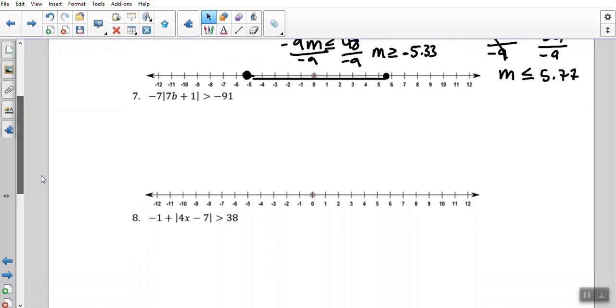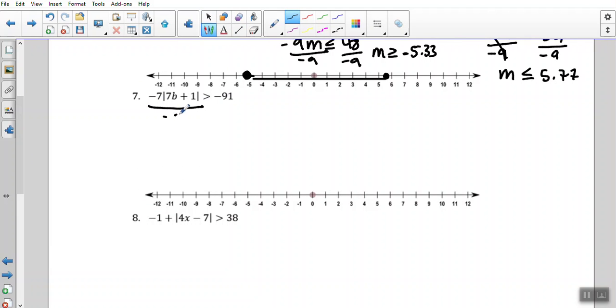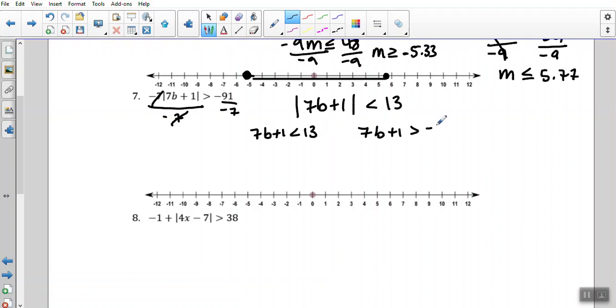All right. Problem number 7, the last example I'm going to do today for this lesson. We're going to divide by negative 7, divide by negative 7. Again, anytime you're dividing by a negative, remember to flip the sign. So here we have the absolute value of 7b plus 1 is less than negative 91 divided by negative 7 is 13. And then we're going to split this. We're going to say 7b plus 1 is less than 13, and then 7b plus 1 is greater than negative 13.